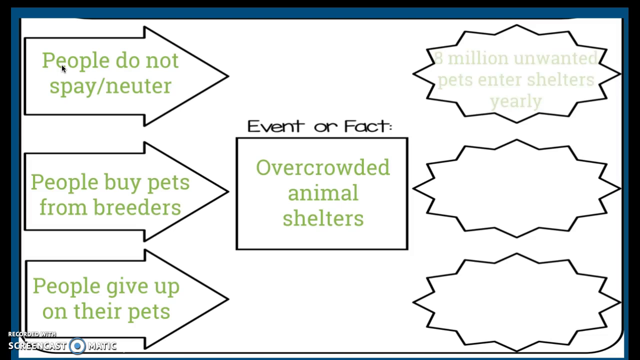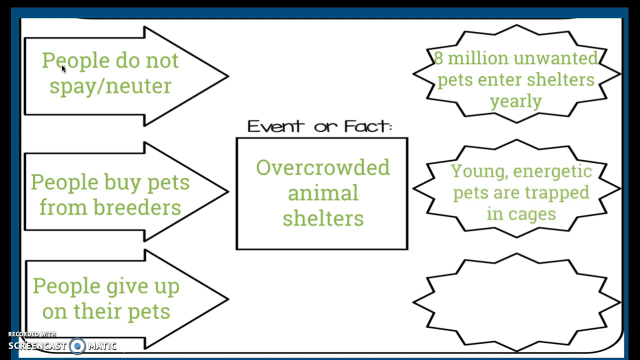All right, so then the effects: 8 million unwanted pets enter shelters yearly. That's a huge number. Young, energetic pets are trapped in cages. And then effect number 3, unwanted pets are left on the streets. And part of the reason they're left on the streets is because the shelters do not have room for them. All right, so now we're going to move on. Again, if you're still writing, please hit pause, get all this copied down, and then hit play again.